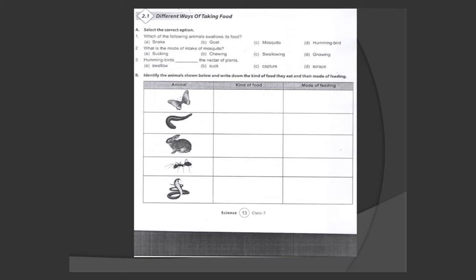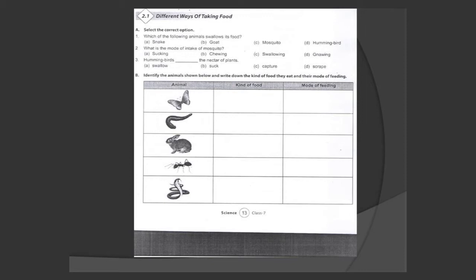Third one, rabbit. Rabbit will eat seeds and fruits. It bites with its front teeth, and that is called gnawing. G-N-A-W-I-N-G. Write it down. Gnawing. Fourth figure, it is an ant. It eats insects, fruits and vegetables, and its mode of feeding is called scraping. It does not swallow the food whole, it keeps scraping at it.